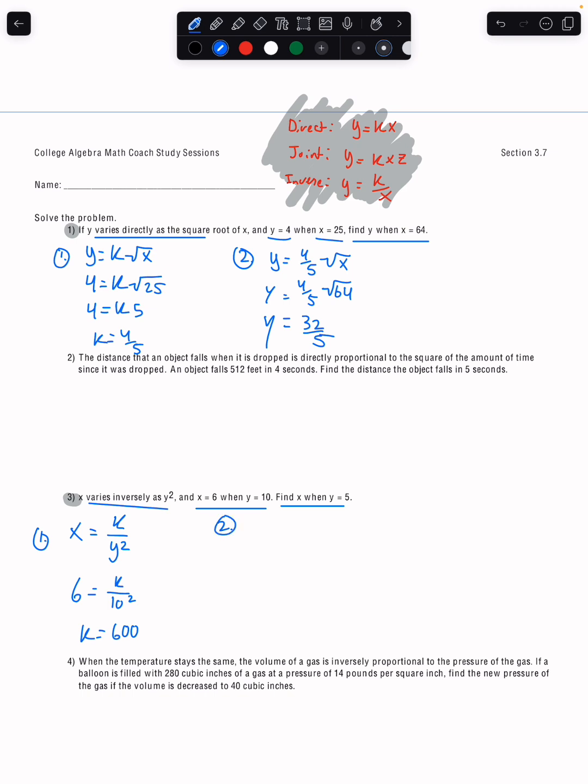So we can go to the second step. We're going to be looking at x equals 600 over y squared, and we're given that y is 5. Solve this, and you'll see x is 24.